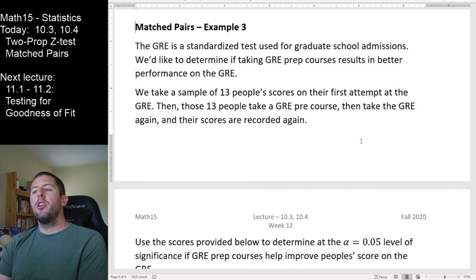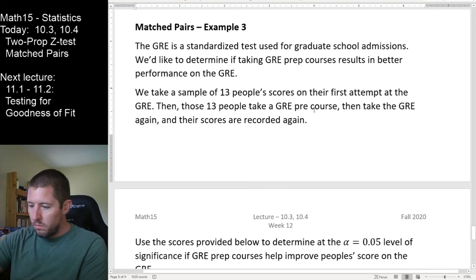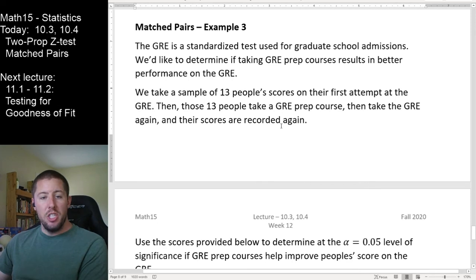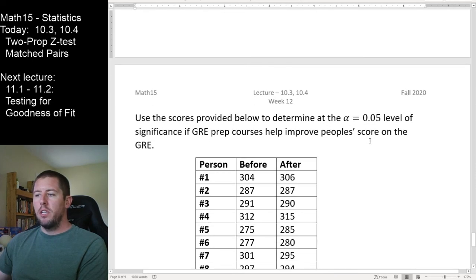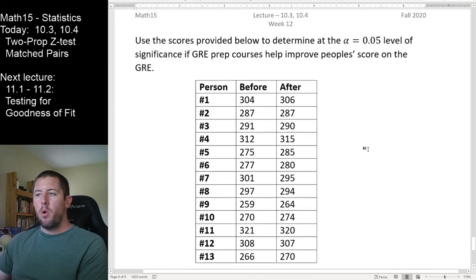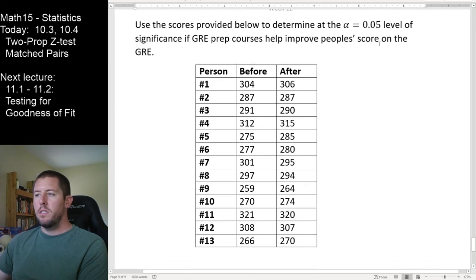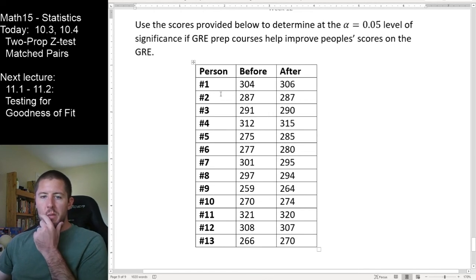We take a sample of 13 people's scores on their first attempt at the GRE. Then those 13 people are going to take a GRE prep course. And then they're going to take the GRE a second time, and their scores are going to be recorded a second time. Let's use the scores provided below to determine, at the alpha equal 0.05 level of significance, if GRE prep courses help improve people's scores on the GRE. All right? So we've got persons 1 through 13. They've got their before scores. They've got their after scores.